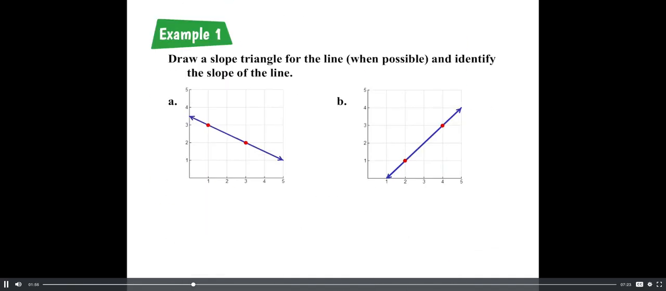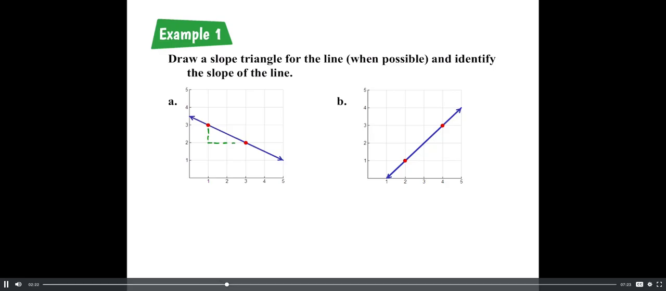Example 1. We'll do this problem together. Draw a slope triangle for the line when possible and identify the slope of the line. Problem A. Let's begin drawing the triangle by moving either up or down. In this case, we'll move down 1 unit. Finish the triangle by moving to the right. In this case, we will move 2 units over.